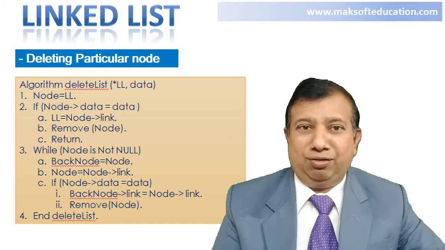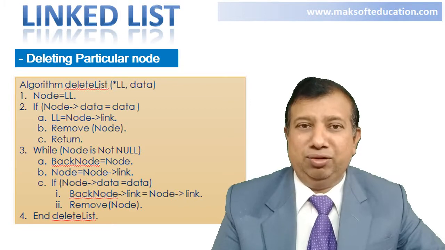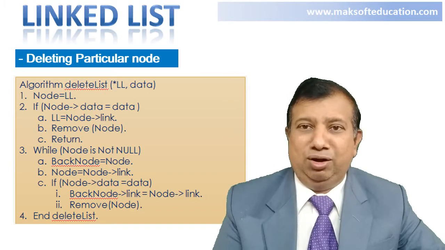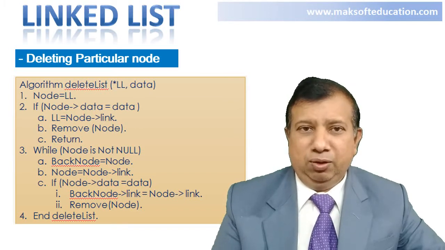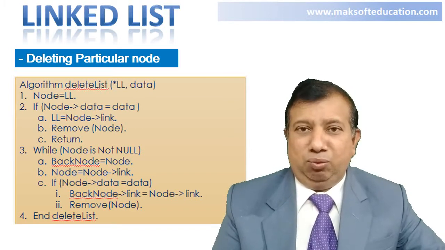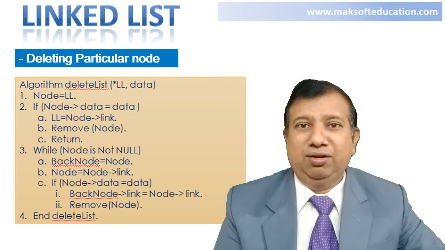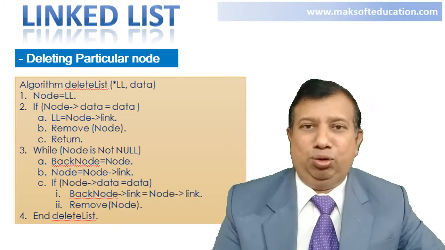So we are going to the next step, and here we have to search for it. Now here I am putting a while loop. While node is not null, we continue this loop until the node becomes null. So we will break the loop when the particular node is found, otherwise we will continue to search. Now, another variable I am using is back node. Back node is equal to node.